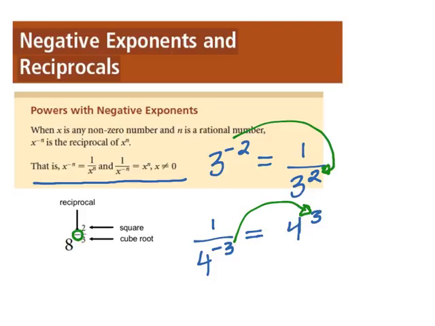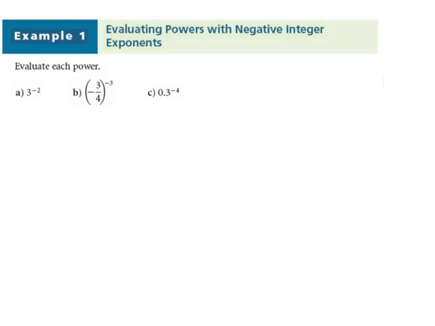So let's use this information to do a couple examples. In this case, we are going to evaluate each power without the calculator, at least for the first two cases. So we have 3 to the power of negative 2. Remember that if we have a negative exponent, we have to find its positive power reciprocal. And in this case, it is 1 over 9.